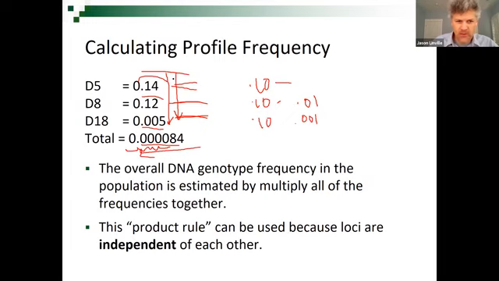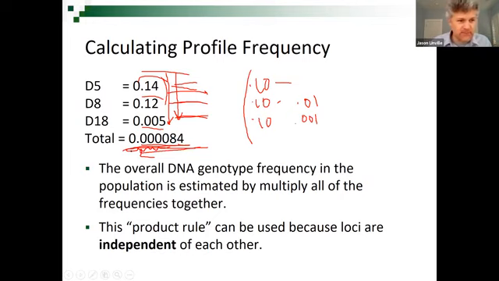So you always want to make sure if you have two numbers and you're doing the calculation and you wind up with a number that's bigger than those two, you've probably done something wrong. You maybe added when you should have multiplied. Make sure that these numbers are small, and the more loci you have, the smaller the number should be, the more zeros you should have. Okay, so this is the product rule. All right, does that make sense to everybody?